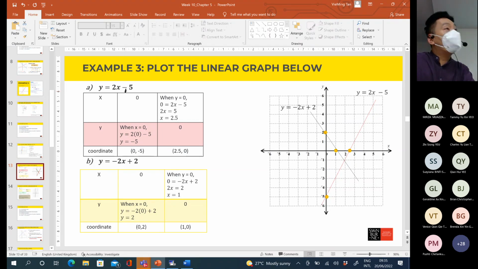But it is still not enough for us to draw this line on the graph. So how should we do? We have to find at least two coordinates. For the first coordinate, we just assume that x is equal to 0. If x is equal to 0, that means this whole part here is equal to 0. So y is equal to negative 5.